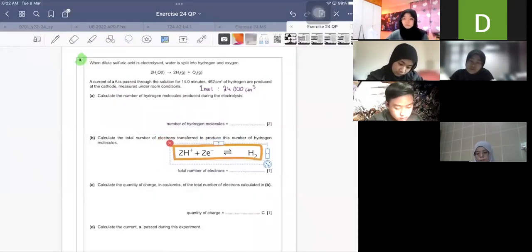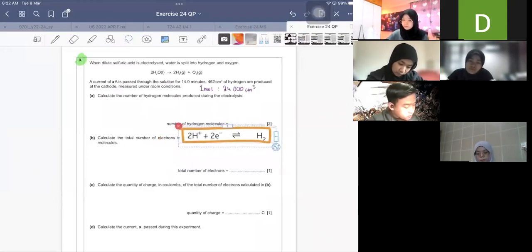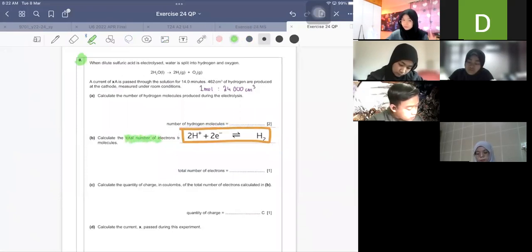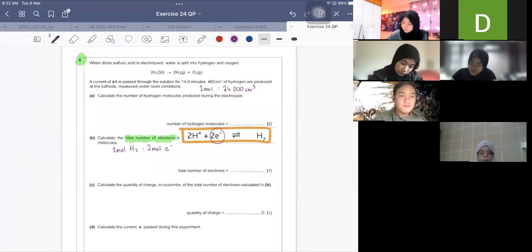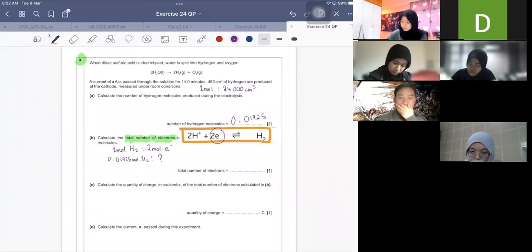Okay, so the tricky bit about this question is calculate the total number of electrons. That means if you produce one mole of hydrogen, you require two moles of electrons. So for example, moles of hydrogen, you've got it as 0.01925. If we got 0.01925 mole of hydrogen, how many moles of electrons is required? Okay, I will be cut off anytime soon, so I'll just try to do this quickly. So we require 0.0385 mole of electrons.